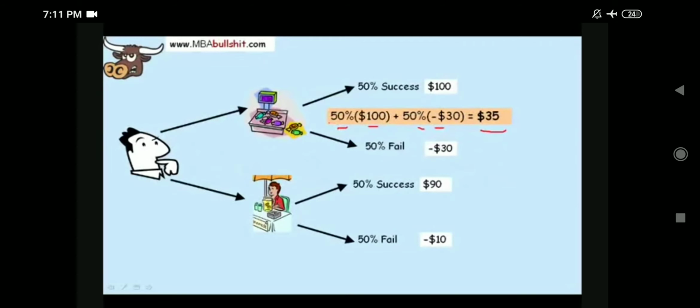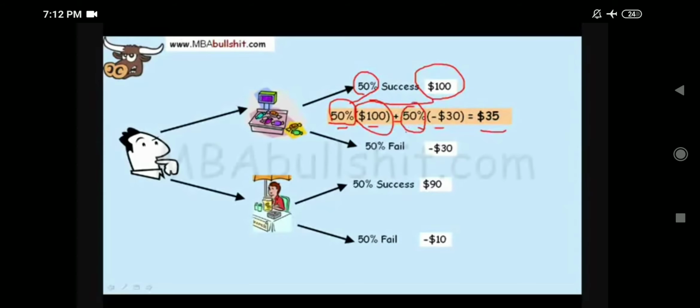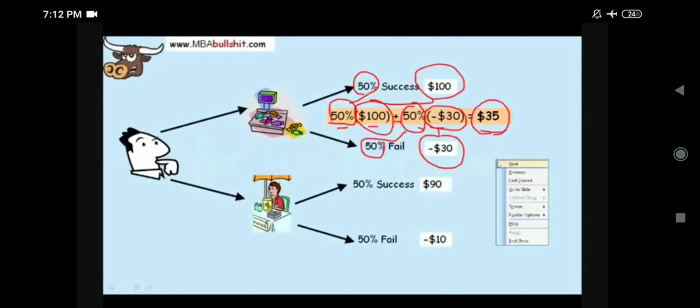Where did we get this 50% over here? It's the same as the 50% over here. Where did we get the $100 over here? It's the same as the $100 over here. Plus 50% over here corresponds to the 50% chance of failure, multiplied by negative 30, or loss of 30. It corresponds to the negative $30 over here. And now we come up with this $35.